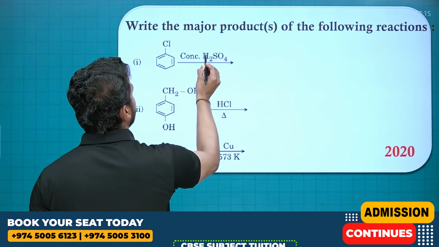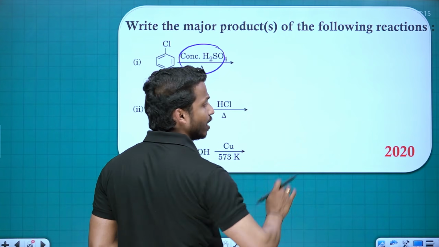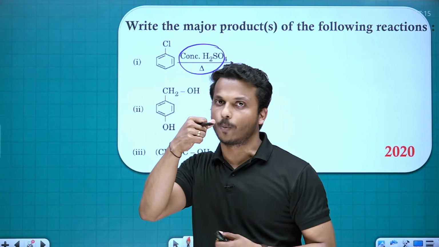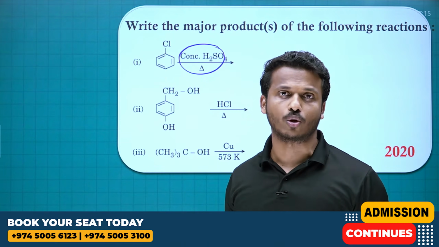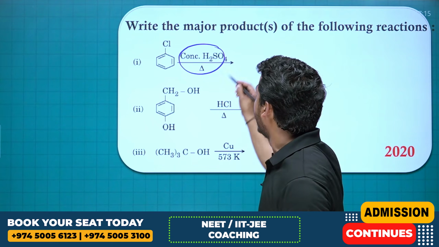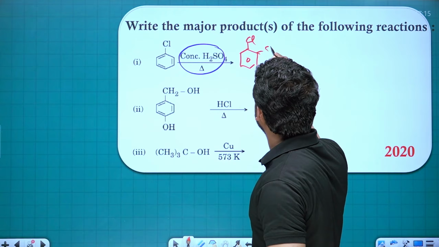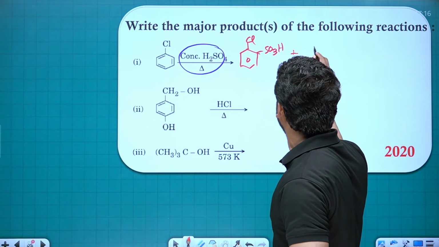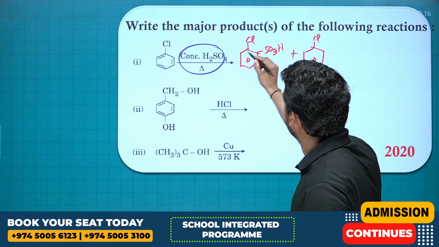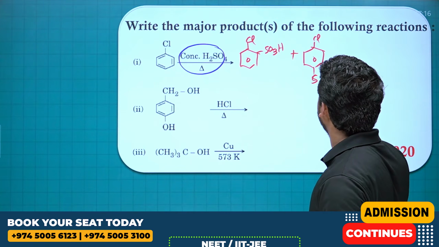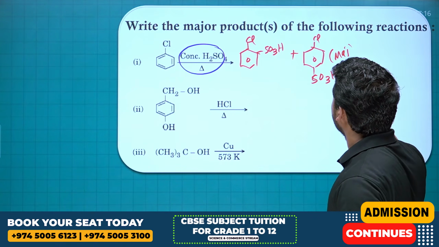This is chlorobenzene and concentrated H2SO4. Chlorobenzene is a weak ortho-para directing group. When heated with concentrated H2SO4, it undergoes sulfonation and gives ortho and para products. What is sulfonation? The SO3H group comes to the ortho and para positions. You will get ortho-chlorobenzene sulfonic acid and para-chlorobenzene sulfonic acid. Para is always the major product.